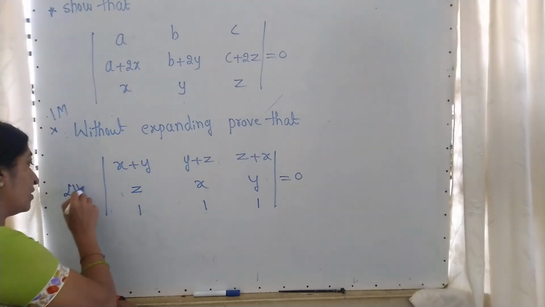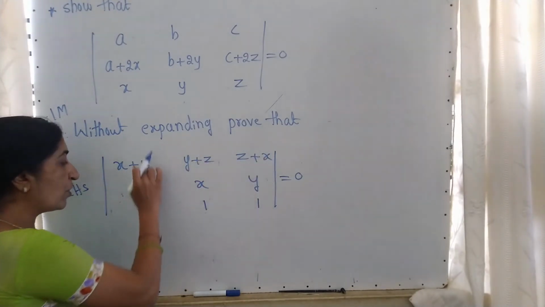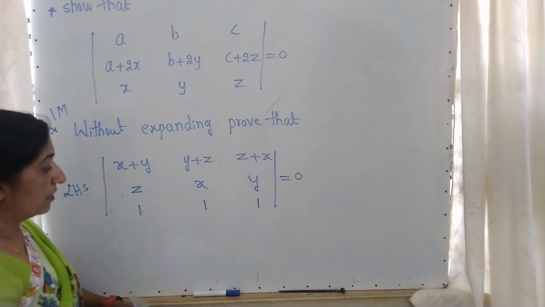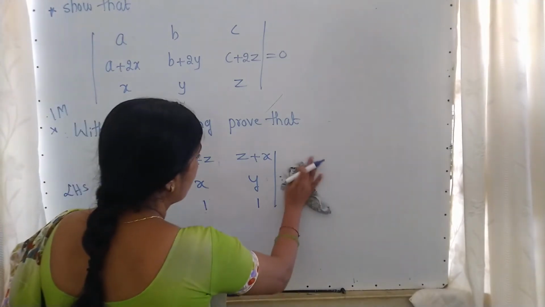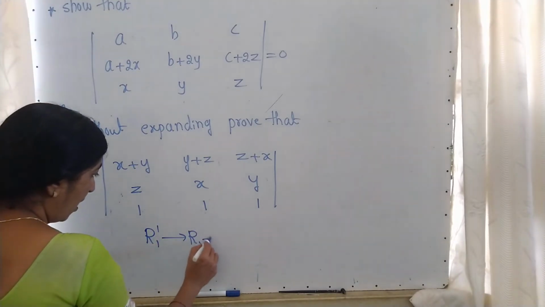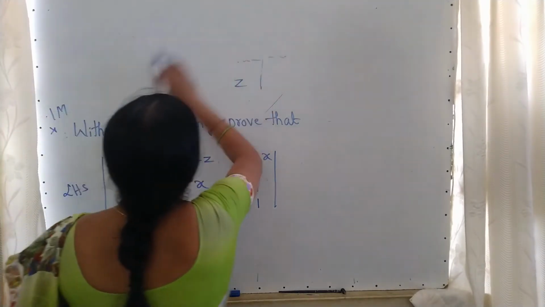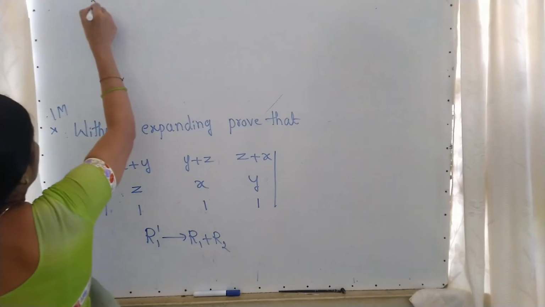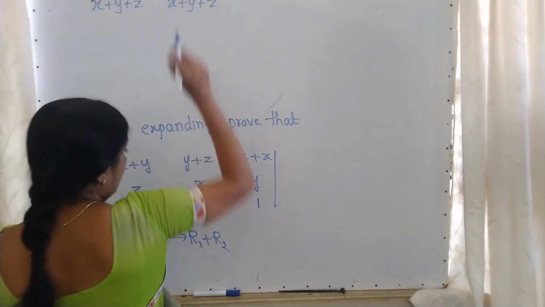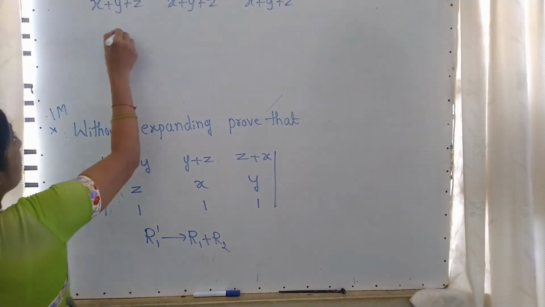Write down the LHS and here see x plus y, here z, y plus z, x, z plus x, y. When you add these two, all the 3 elements become what? x plus y plus z. So write down the LHS. After writing LHS, the operation will be R1 dash is R1 plus R2. This is x plus y plus z. The next one is x plus y plus z. The next one is also x plus y plus z. Second and third row as it is.